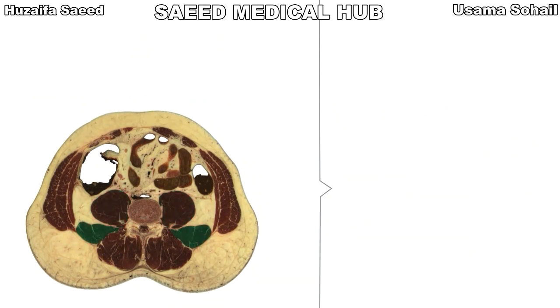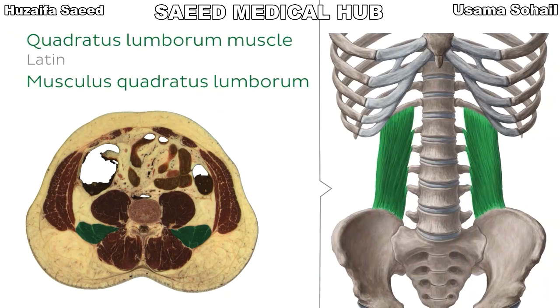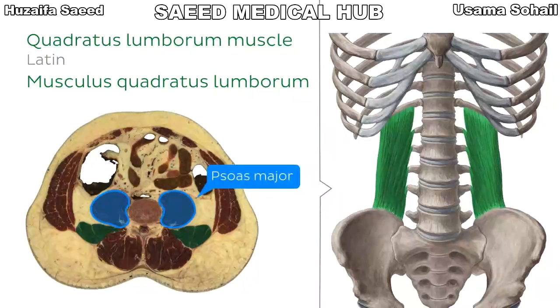Second is a muscle more posterior and lateral. This is the quadratus lumborum. These muscles are attached to the transverse processes of most lumbar vertebrae, so will be posterior to the psoas major.